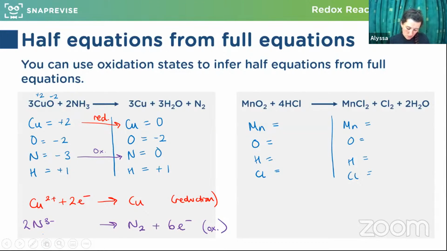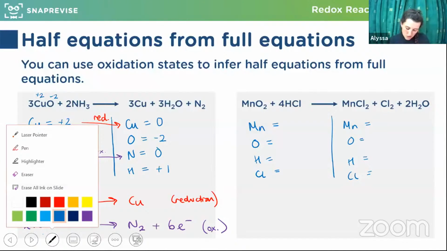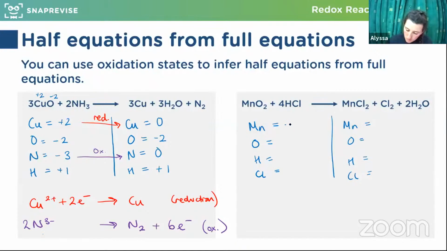Lovely. Thank you for doing that, Rowan. I'm just going to write it in. So Mn4+, O2, H+1, chlorine -1. And then we went to manganese +2, and chlorine is -1 and 0.